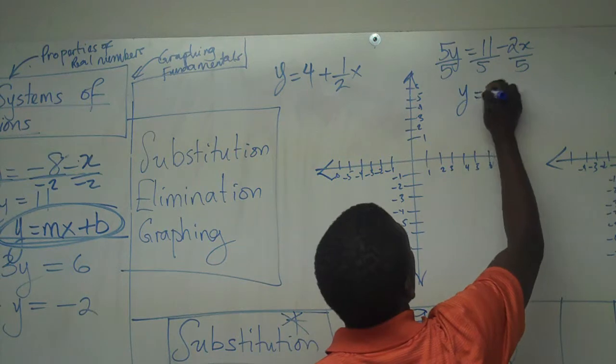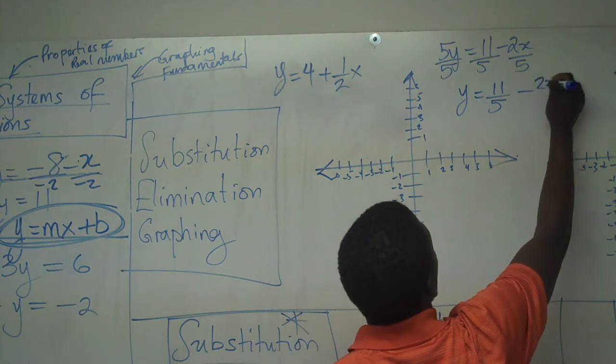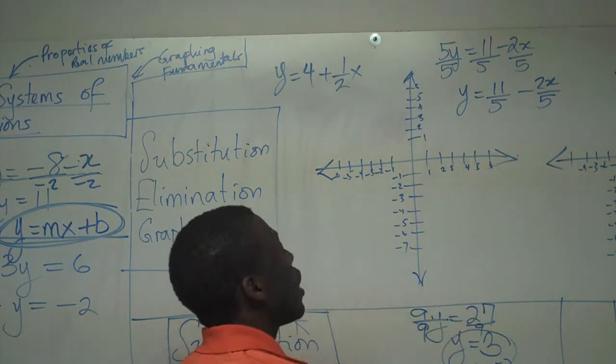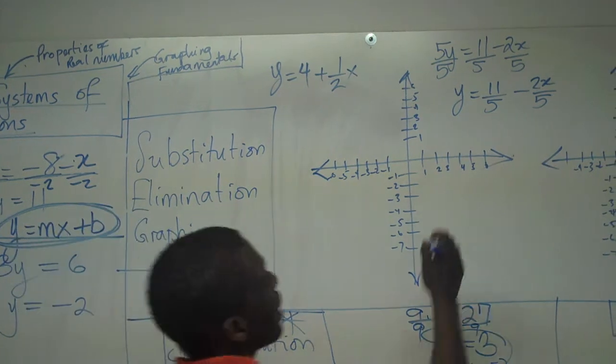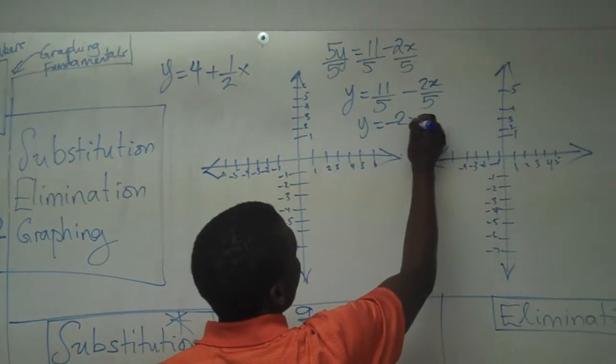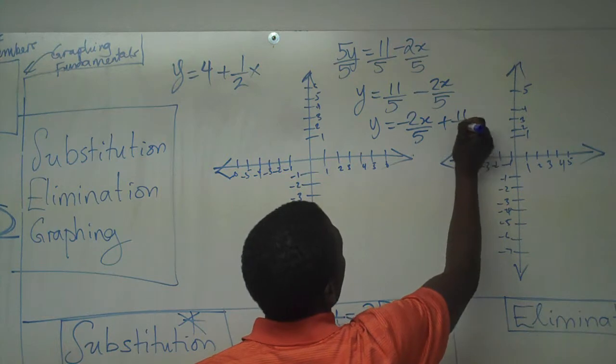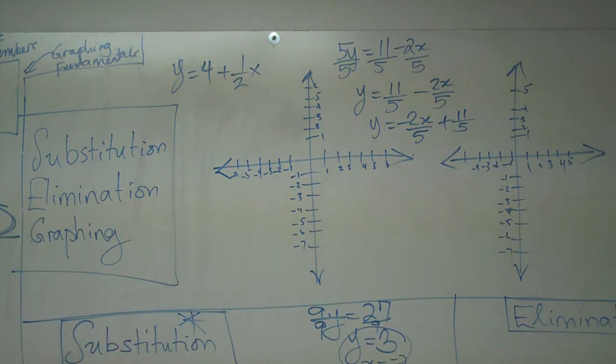And so y is equal to 11 over 5 minus 2x over 5. Now remember that according to the commutative property of addition, I could rewrite this as y is equal to negative 2x over 5 plus 11 over 5. I hope you know that. That should be straightforward there. So we solve for y in the second equation.